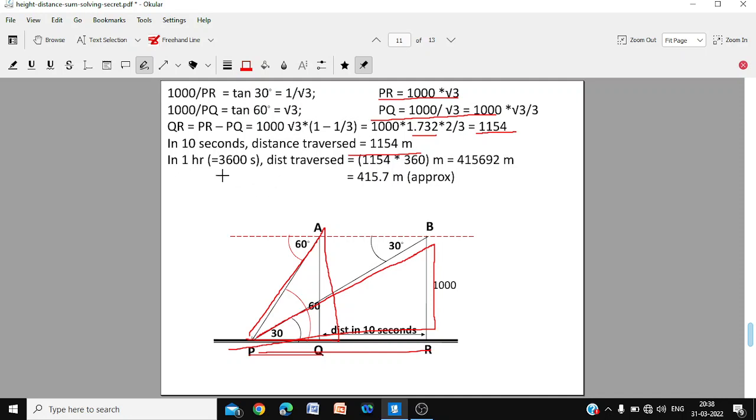So the distance traveled in 1 hour or 3600 seconds would be, this is in meters. Then we mark off 3 decimal places to get kilometers. That is 415.692 or approximately 415.7 kilometers. We have already changed meters to kilometers. So it is 415.7 kilometers per hour.